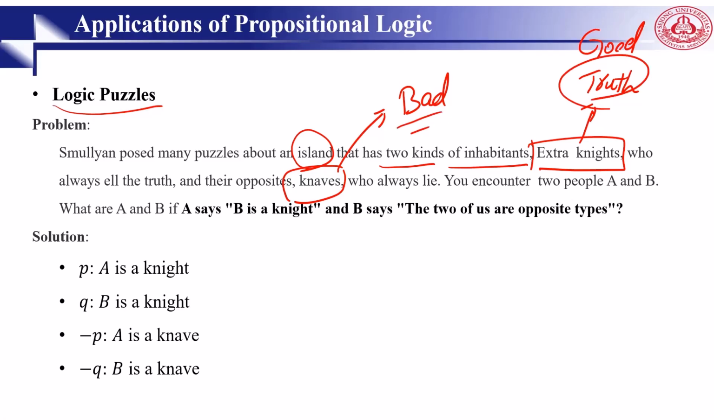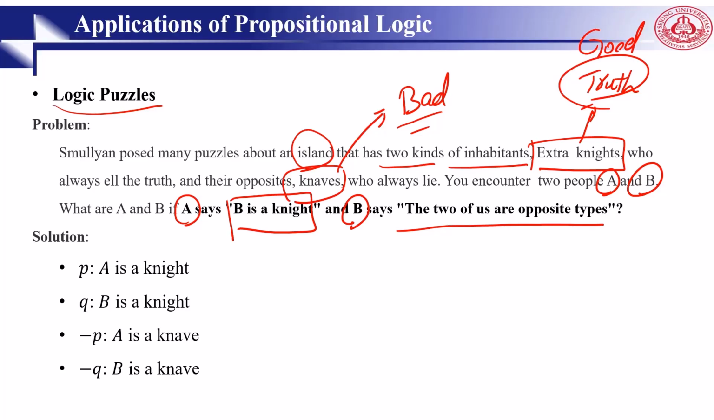Consider you go to that island and you see two people. The first one is A and the second one is B. A tells you B is a knight. Then the first guy, whose name is A, will tell you that B is a knight. B is a good guy. And B says to you, the two of us are opposite types. We cannot be both knights and we cannot be both knaves. Now the question is, what is the real type of A? A is knight or knave, B is knight or knave. You should prove it based on these two.